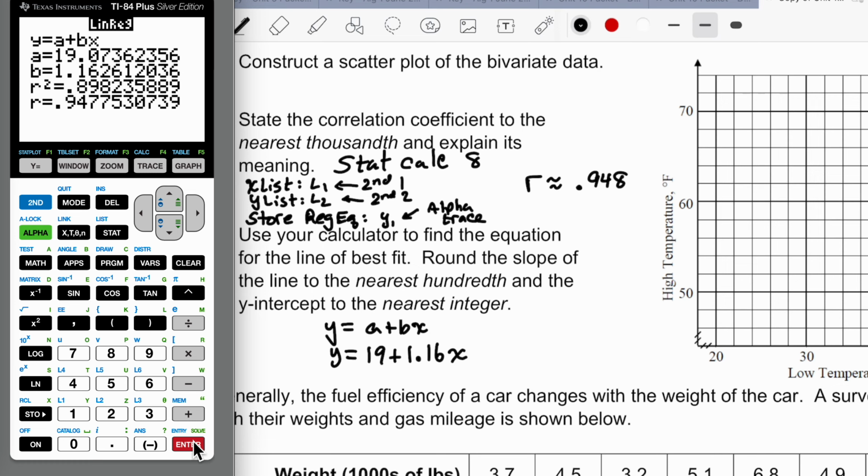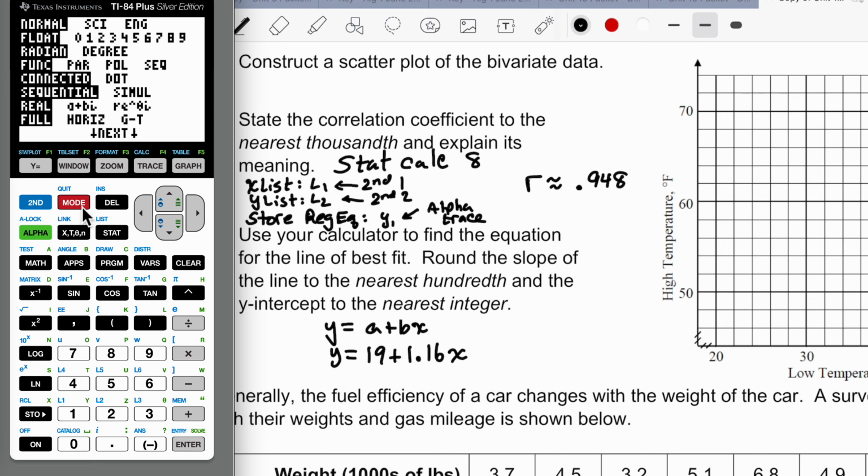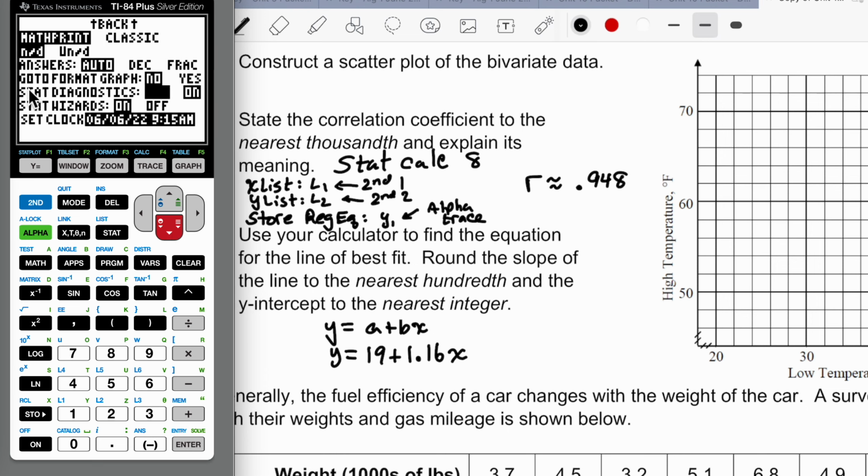All right. So what you do is you go into the mode function. You hit mode. You see next right at the bottom of the screen there. Go right on down. You'll see one that says stat diagnostics, off versus on. Just make it say on. So right arrow to on, hit enter, and then when you run this function, it'll bring up your R squared and your R values, respectively.